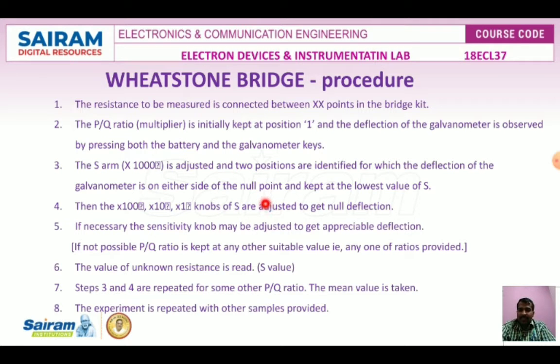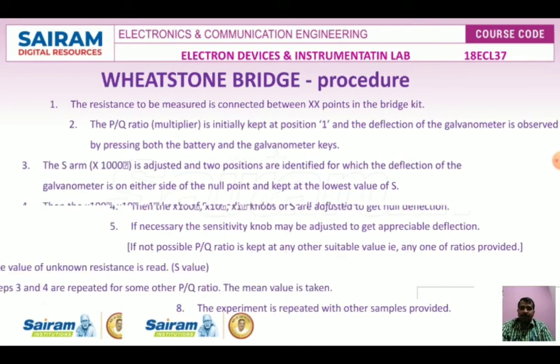Then the x100, x10 and x1 multiplication knobs of S in the bridge kit are adjusted to get the null deflection. If necessary, the sensitivity knob may be adjusted to get an appreciable deflection. If that is not possible, the P by Q ratio is kept at another suitable value. The value of the unknown resistance is read, and steps 3 and 4 are repeated for some other P by Q ratio. The mean value is taken, and the experiment is repeated for the other samples provided.